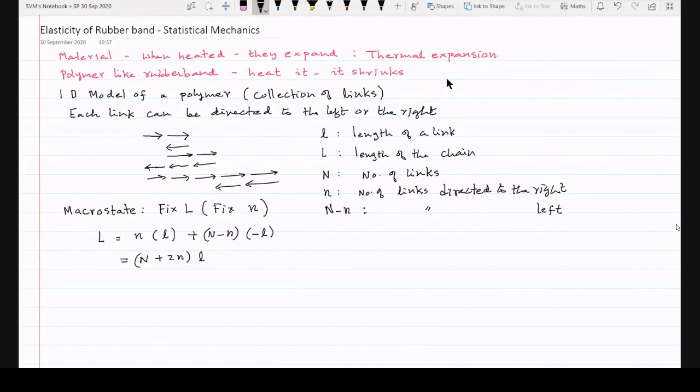So this is nothing but L equals (2n minus N) times l. If you are given n, then you can find L using this relation. Or you can invert this relation and write n is equal to (L by l plus N) into 1 by 2.